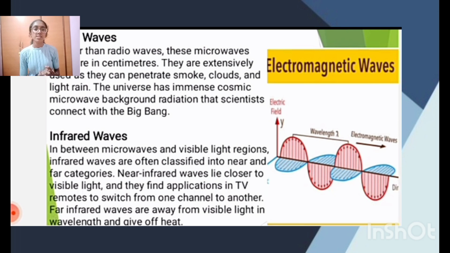And the third one is infrared waves. In between microwave and visible light lies the region of infrared waves, which is often classified into near and far categories. The near infrared waves lie closer to visible light, and they find application in TV remotes to switch from one channel to another. And the far infrared waves are longer than visible light in wavelength and give off heat.